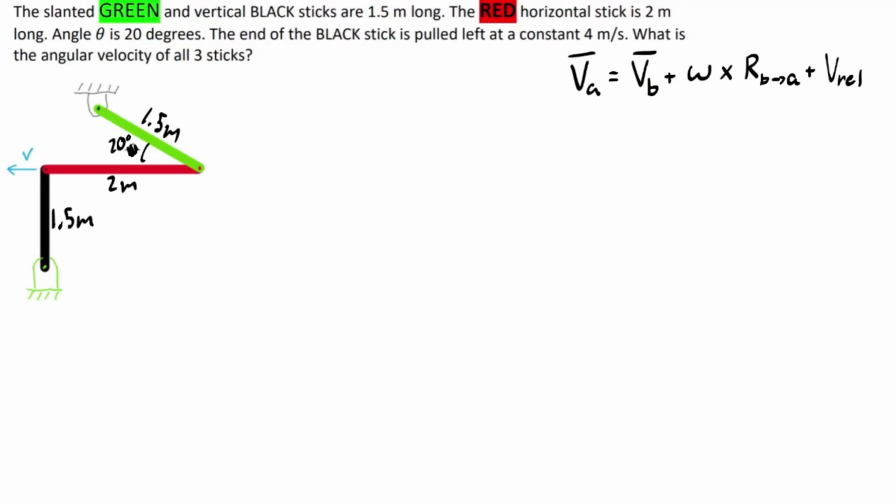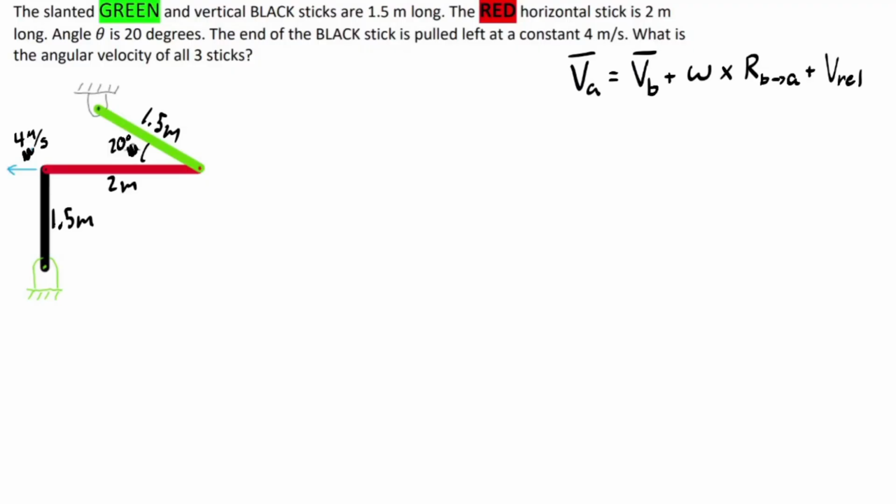And then the end of the black stick is pulled to the left at a constant 4 meters per second. What is the angular velocity of all 3 sticks? So this blue velocity term, I'm just going to write it as 4 meters per second. And that applies to this point right there. Okay. So this is all we're given, and we've got to figure out the angular velocity of all 3 of these sticks.